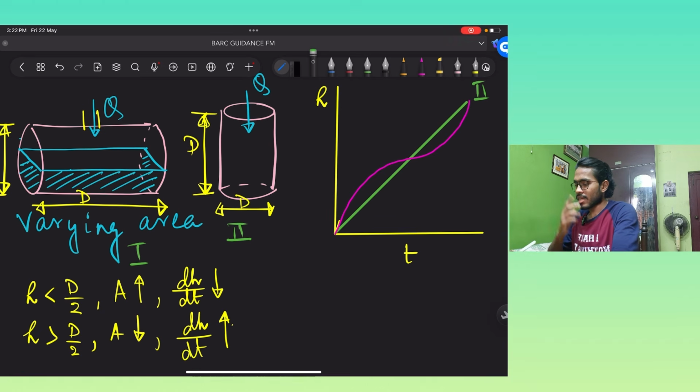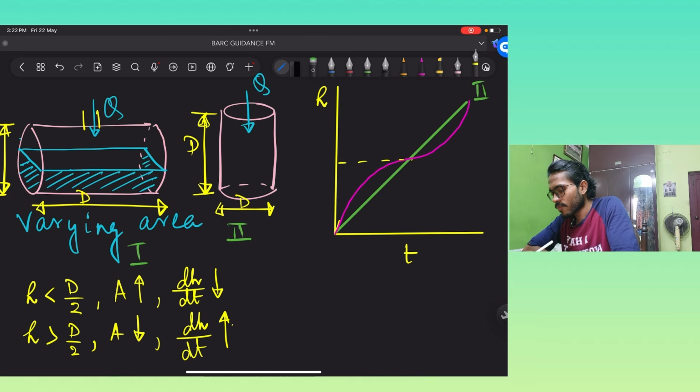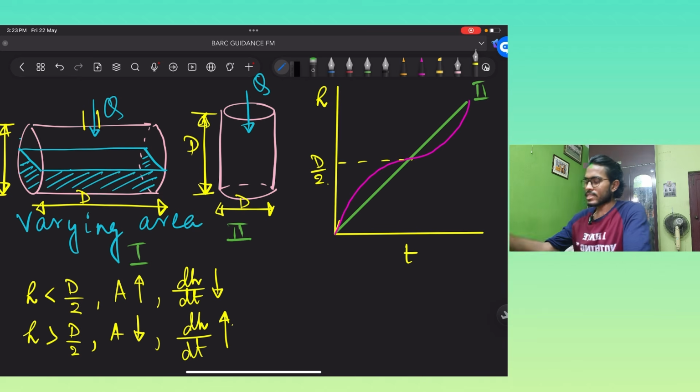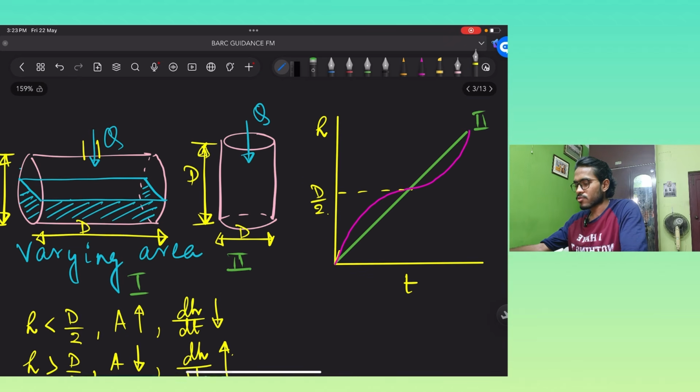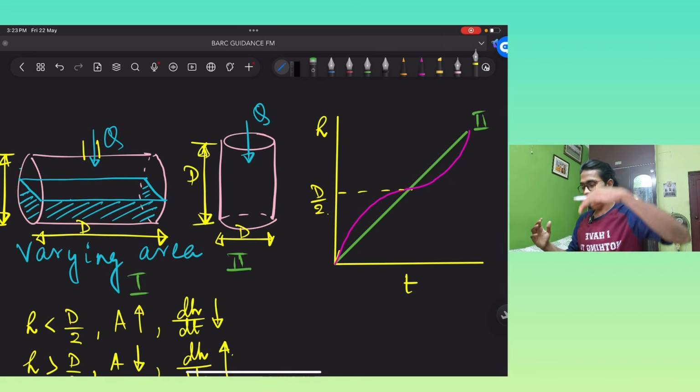And you now know this height will be your d by 2. So you see how the graph is varying. So this will be the answer: firstly the area is increasing, so the slope will decrease, and then the area will decrease, so the slope will increase.